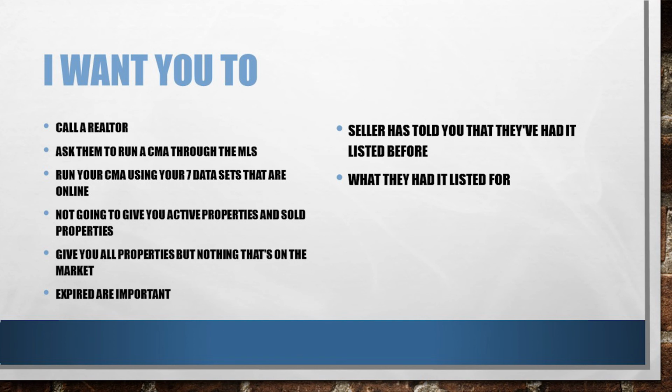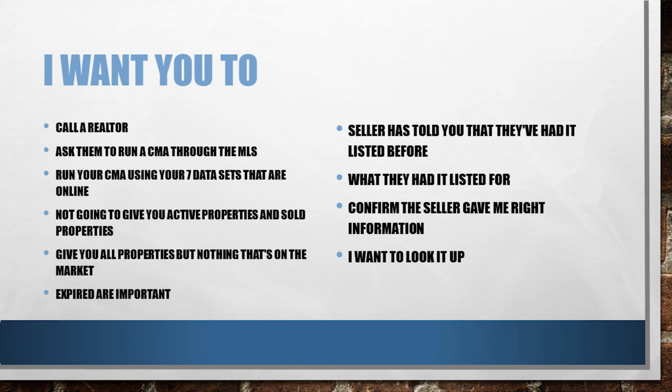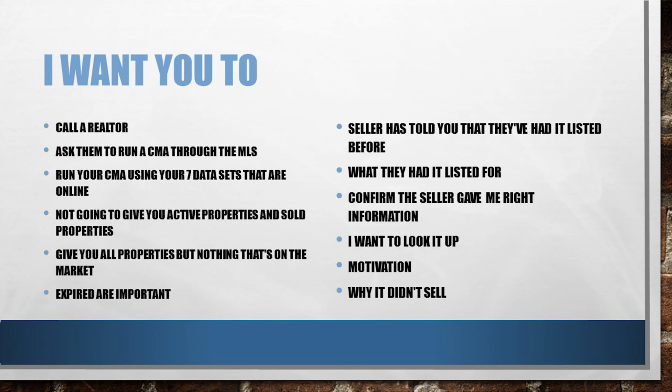Well, I want to know what they had it listed for and confirm the seller gave me the right information. And if I don't know that, at least I want to look it up and say, hey, has this thing been listed before, in the last 12 months kind of thing? Because that's going to give me a component of motivation and answer that question. Did they reduce the price sufficiently to me now? And even if they did, I want to know why it didn't sell before.